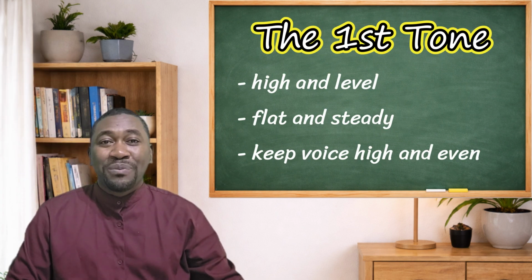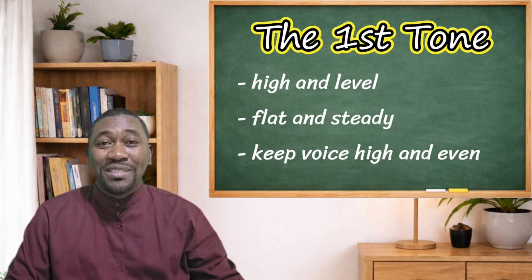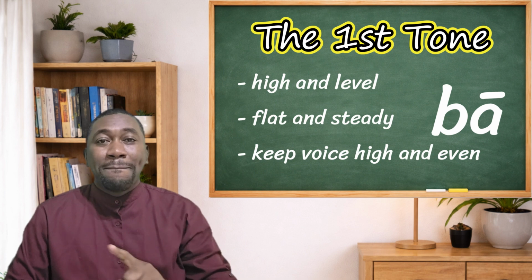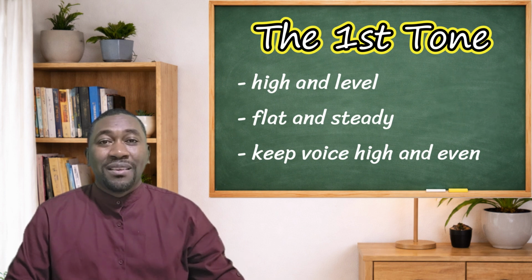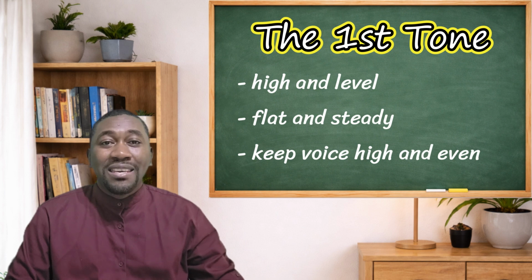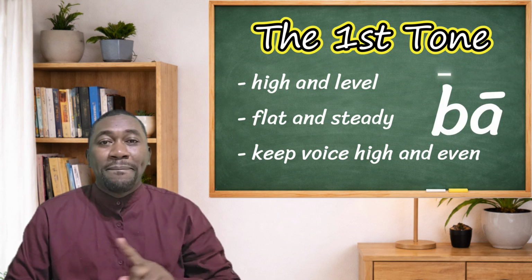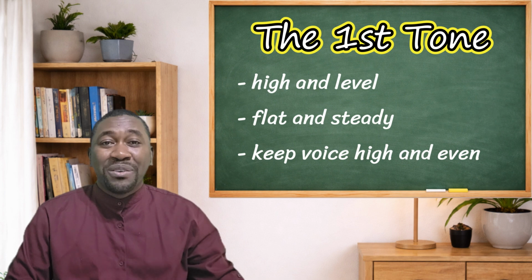Let's look at the first tone. The first tone is flat and steady, like you're singing a note. Say it like this: ba, ba. You should keep your voice high and even, kind of like how we tend to say the word beep in our normal voice. Beep, beep. We say ba, ba. Very good. Now let's move on to the second tone.